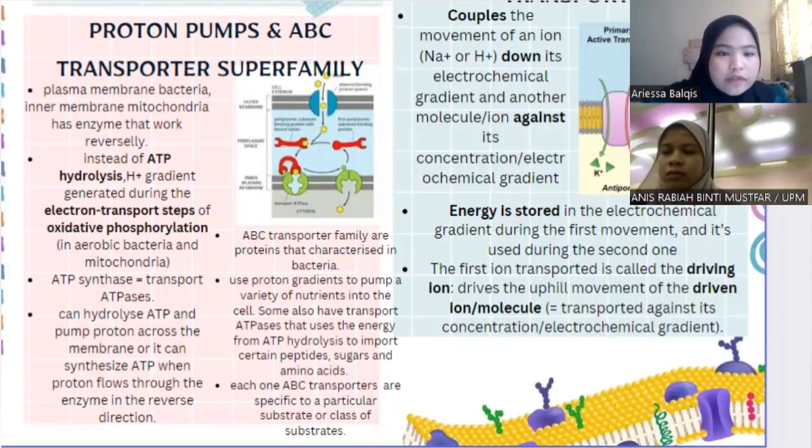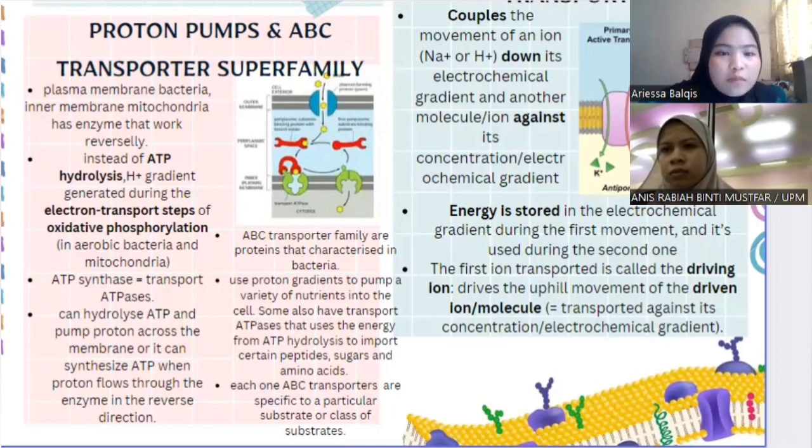As for the picture shown, it is the ABC transporter superfamily located in the bacterial plasma membrane. It is called the ABC transporter superfamily because each member of the protein contains a highly conserved ATP binding cassette. Lastly, ABC transporters are each specific to a particular substrate, which means that one ABC transporter can only bind to a specific substrate.